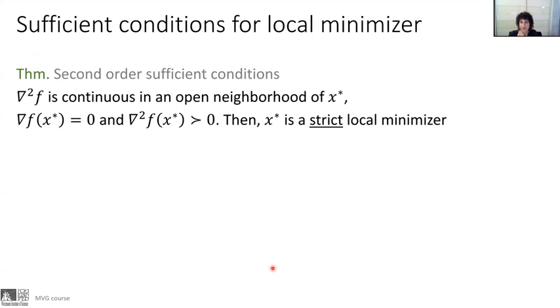Okay, now we have sufficient conditions for a local minimizer, and actually we have even something which is stronger than what we need. So if the Hessian is continuous in a neighborhood of x star, and the gradient vanishes at x star, and we have a strictly positive definite Hessian matrix at x star, then x star is a strict local minimizer. Okay. All right. So just examples. When we have x squared, the gradient vanishes, and the f double prime at zero is greater than zero, by this sufficient condition, we know that at x equals zero, we have a strict local minimizer in the case of x squared.